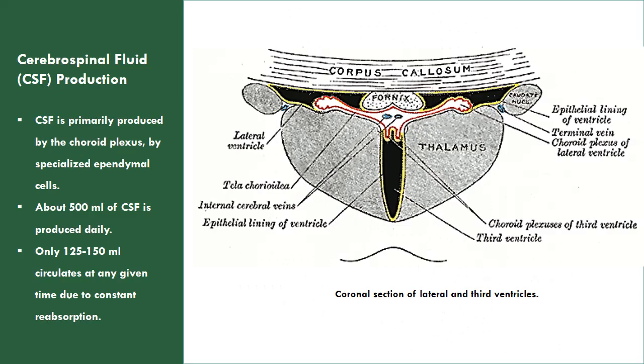Cerebrospinal fluid production. CSF is primarily produced by the choroid plexus, a network of specialized ependymal cells found in each ventricle. About 500 ml of CSF is produced daily, but only 125 to 150 ml circulates at any given time due to constant reabsorption.